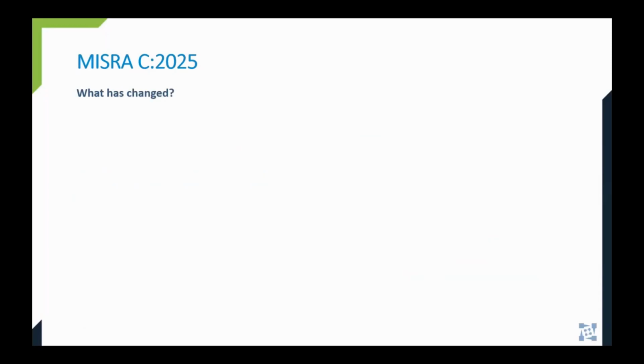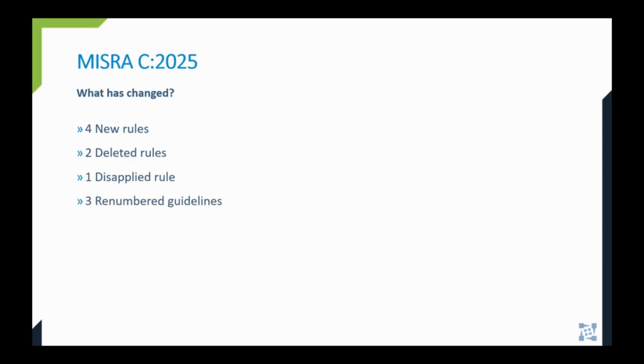So what has changed in MISRA C 2025? There are 4 new rules introduced in this version. 2 rules were removed, which means they disappeared from the document as separate guidelines, but the enforcement of appropriate practices remains through other guidelines. 1 rule has been disapplied. We will discuss that in detail in a moment.